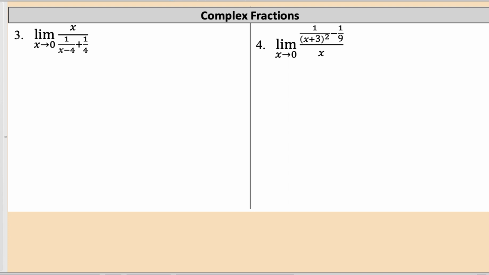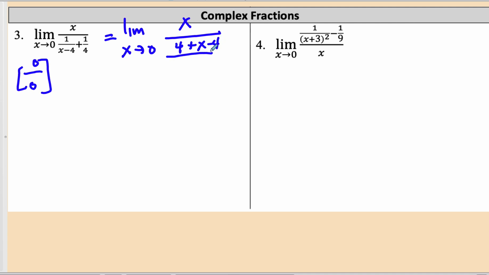Let's take a look at complex fractions. If I evaluate the numerator, it'll be a 0, and if I evaluate the denominator, this will be negative 1/4 plus 1/4, which is 0. This is an indeterminate form. Don't give up on it. I'm going to have to use a lot of my algebra skills here. I have to get a common denominator. And so that'll be 4 times x minus 4.